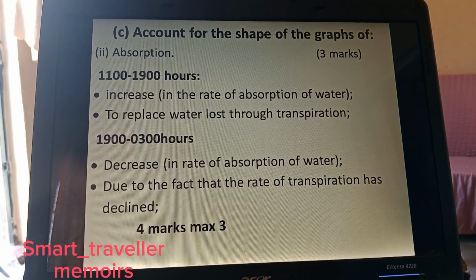Account for the shape of the graphs. Absorption: 11 to 19 hours, increase in the rate of absorption of water to replace water lost through transpiration. 19 hours to 3 hours, decrease in the rate of absorption of water due to the fact that the rate of transpiration has declined.